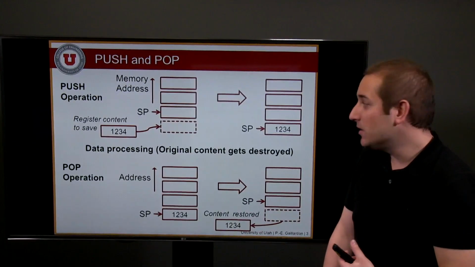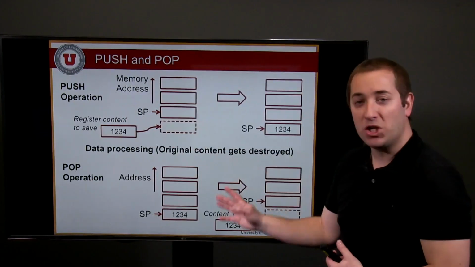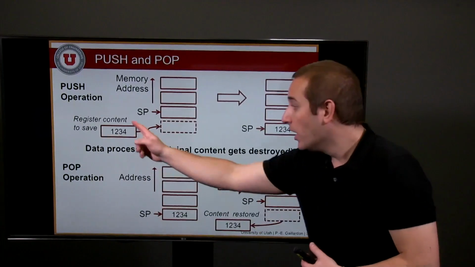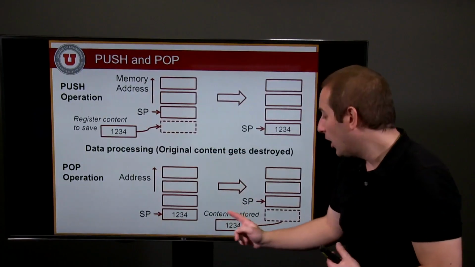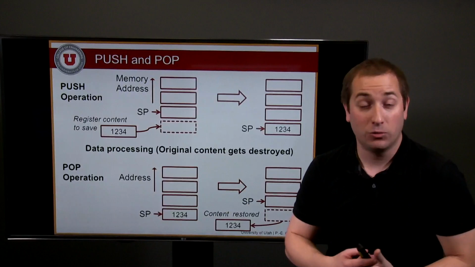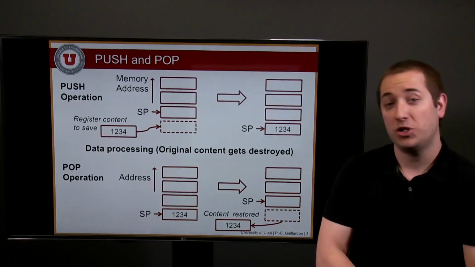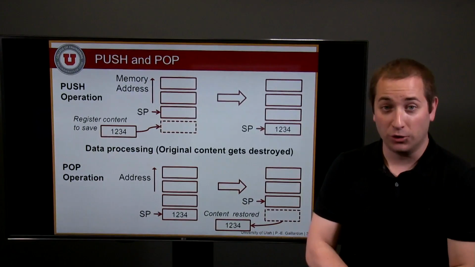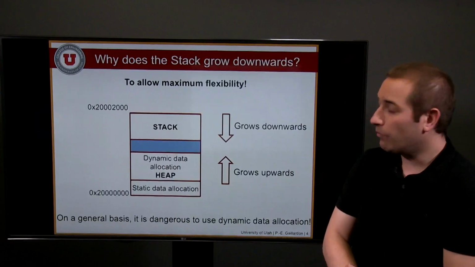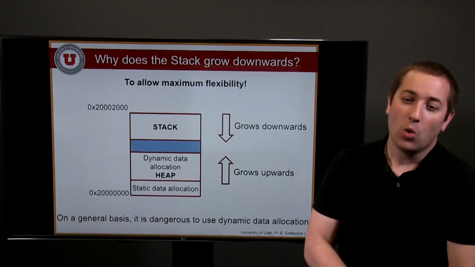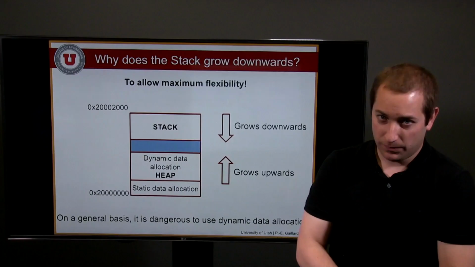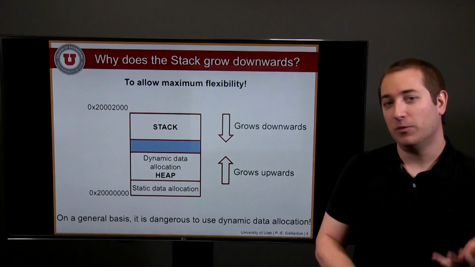Once you're there, you have been able to restore the content of your register. So the bottom line is that the push and pop operations and the memory stack are used to temporarily save the content of a register, and that's what we're going to use in most cases, such as the interrupt controllers and handlers. Now, why does the stack grow downwards? This is to allow maximum flexibility.